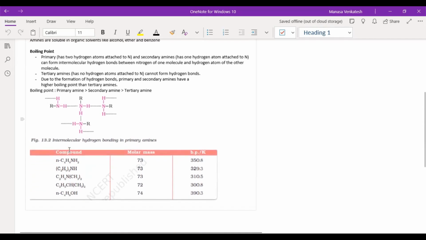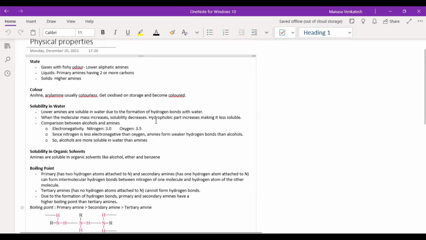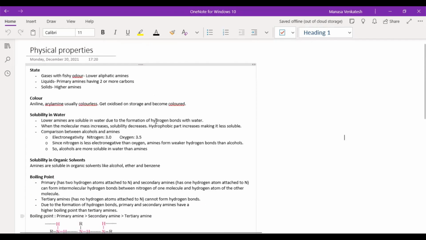So that is the order of boiling point: primary is more than secondary, which is more than tertiary. The reason is the number of hydrogen atoms. Primary has 2 hydrogen atoms, secondary has just 1, and tertiary has none. The ability to form hydrogen bonds determines the boiling point. The greater the ability, the higher the boiling point. And so primary amines have a higher boiling point than secondary, than tertiary. With that, we're done with the physical properties of amines.